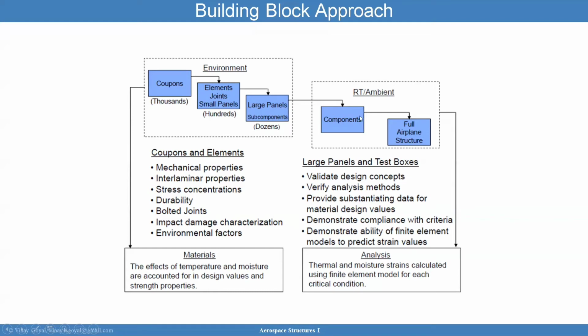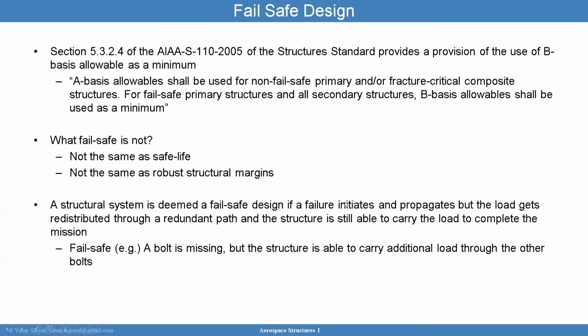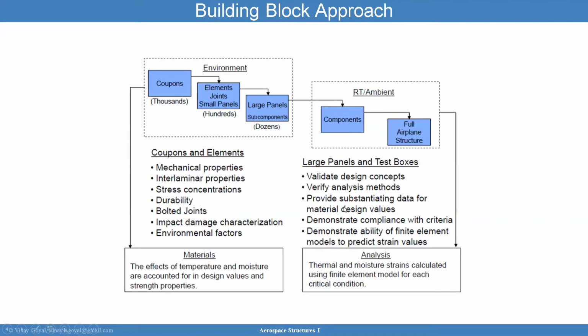And then I can move up to components now. These are larger scale components, and I'm looking at now testing a wing, for example. And in this case, we want to make sure that I'm validating. Here, I should have validated some amount, but you want to validate the design concepts, verify analysis methods, provide substantiating data for the material design values. And so that means, okay, did my model predict very well based on the material design values I had selected? You want to demonstrate compliance with criteria, demonstrate the ability of the finite element models to predict the strains. And so this is what you're doing through this test.